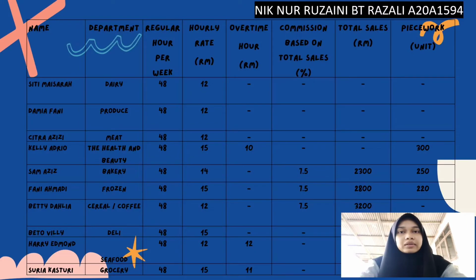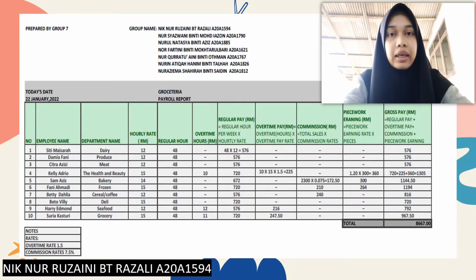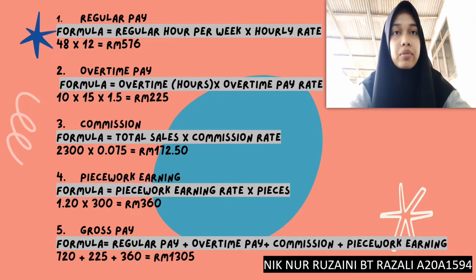This is the workers' information with their department, regular hours, hourly rate, overtime hours, and so on. And this is the Groceteria payroll report. And this is the formula we use to calculate regular pay, overtime pay, commission, piecework earning, and gross pay.